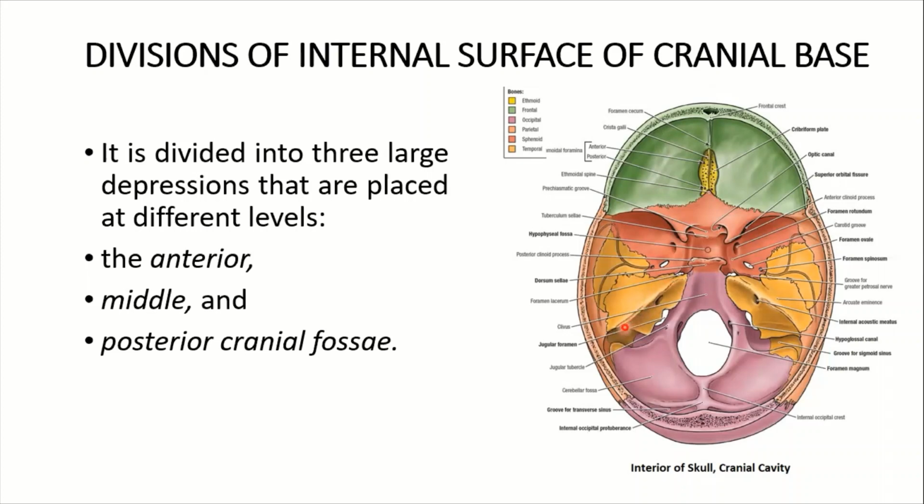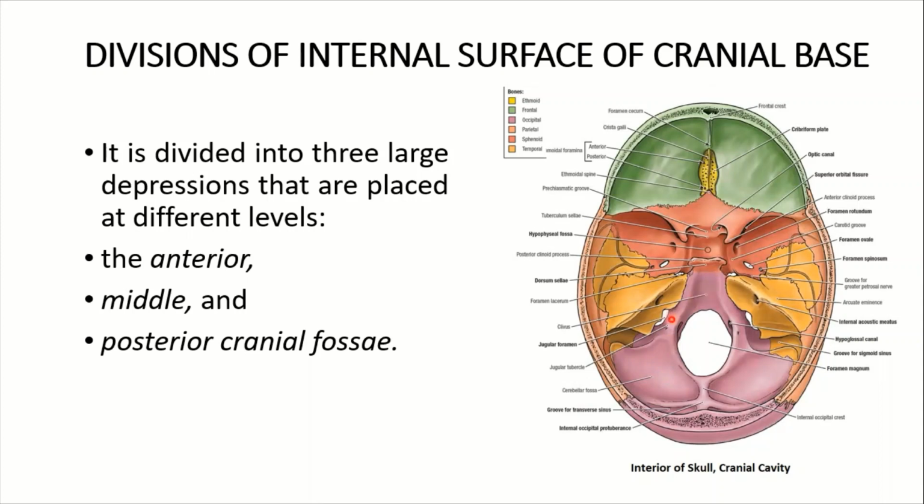Then this is the petrous part of the temporal bone, and from here to here and to here, the occipital bone, and this is the posterior cranial fossa. This is the deepest, and the shallowest is the anterior cranial fossa. The middle cranial fossa is relatively deeper, and the deepest one is the posterior cranial fossa. These depressions are for the cerebellar hemispheres, the cerebellar fossae. We'll talk about each fossa in detail.